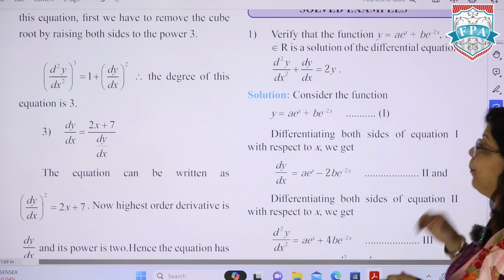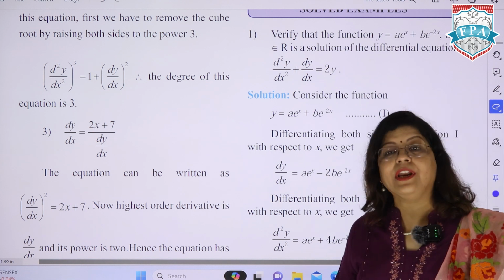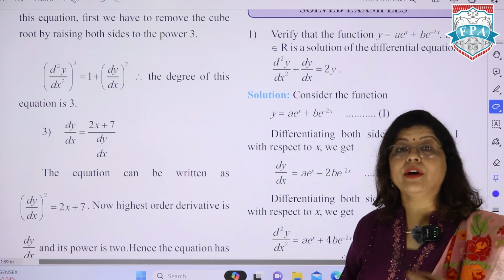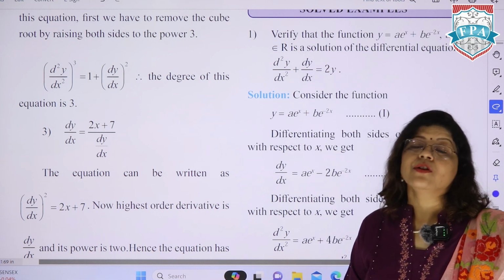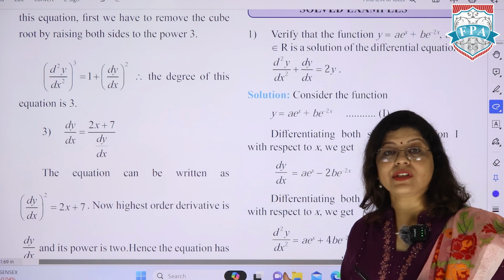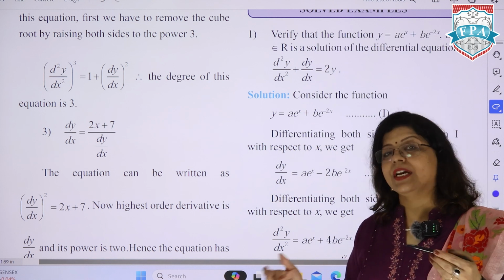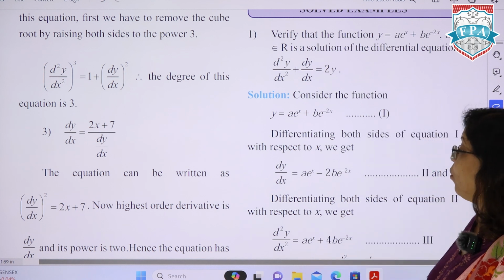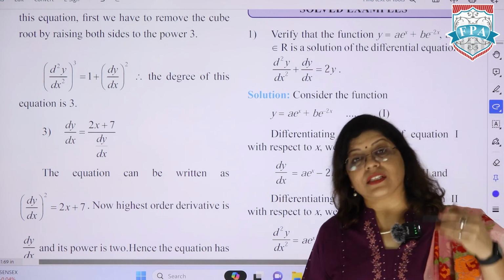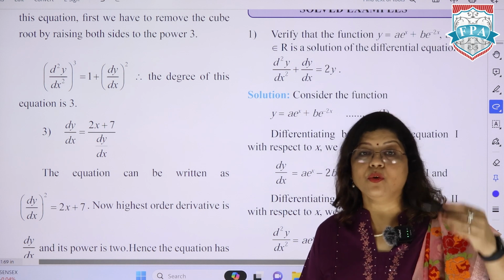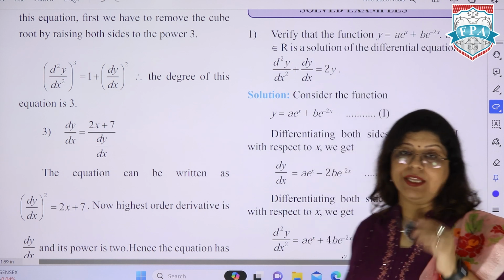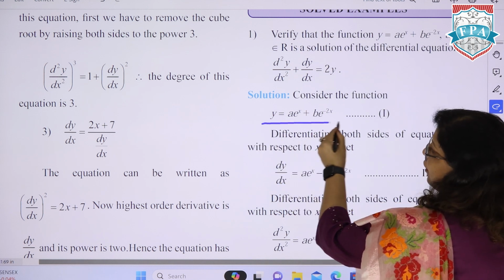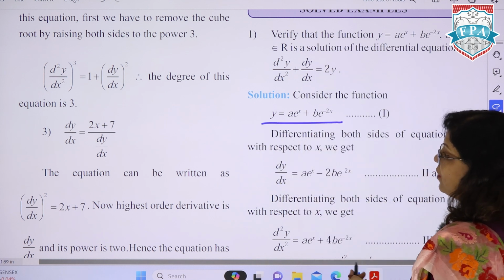Now, depending upon the number of arbitrary constants in the equation, we decide what should be the order of the differential equation. If we have one arbitrary constant, then dy by dx will be the case, that is order 1. If we have two arbitrary constants, then we'll go to the next level also, calculating d2y by dx square to get the answer. So let's say one function is there, y is equal to a e to the power x plus b e to the power minus 2x.